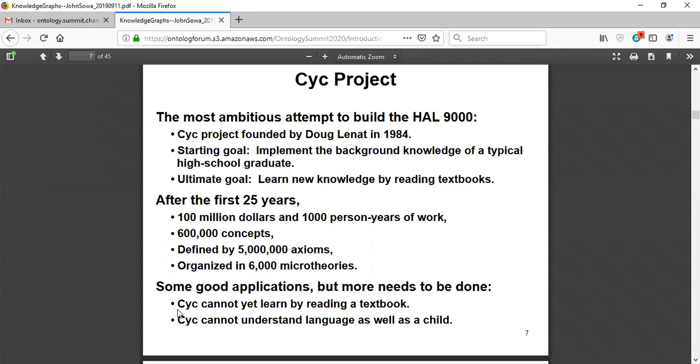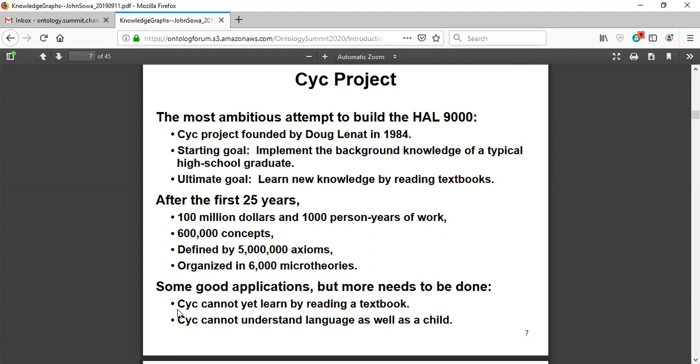They have a hierarchy of these, not one big top-level ontology, but one top-level ontology and then 6,000 sub ontologies for all the special cases. And yet, PSYCH cannot yet learn by reading a textbook. Now, this was the state of the art in 2004, and we're now another 15 years later, and they still cannot learn by reading a textbook, and they still cannot understand language as well as Laura. So the question is, what more do we need?